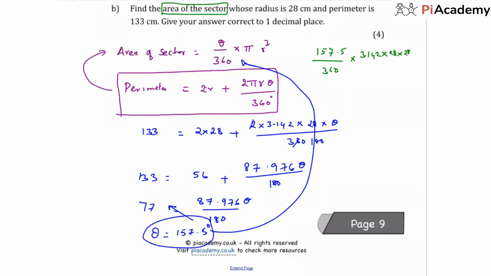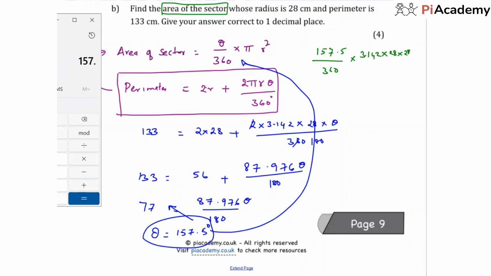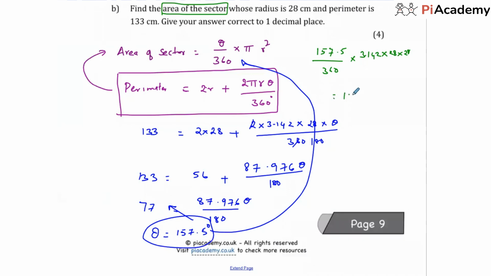Let's do it. Okay, you have 157.5 divided by 360 is equal to so much. Multiply that with 3.142 times 28 times 28 is equal to 1077 point, what is that? Give your answer correct to one decimal place, 0.7. Okay, that's your answer. Make sense?